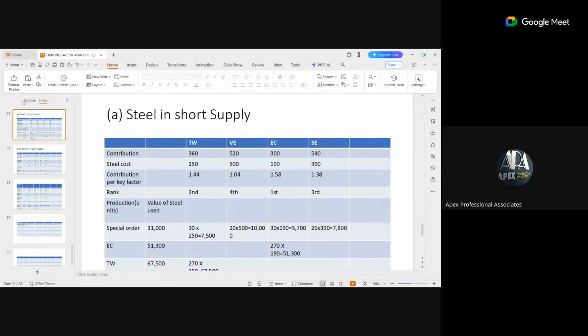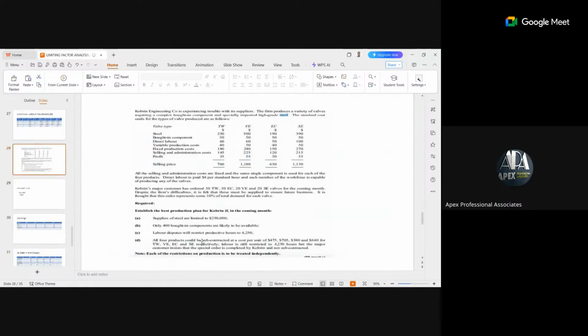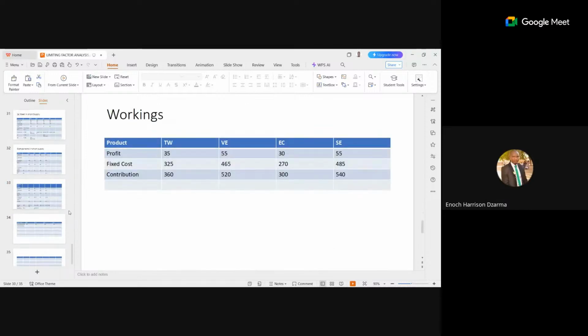From the question, all 4 products could be subcontracted. This subcontracted means you want to buy at a cost per unit. The cost is this. So how do we get the contribution in this case? It will be the selling price, 760 minus 475 for TW, 1,180 minus 705 for VE, 620 minus 380 for EC, 1,130 minus 640 for SE. So let's quickly show that.